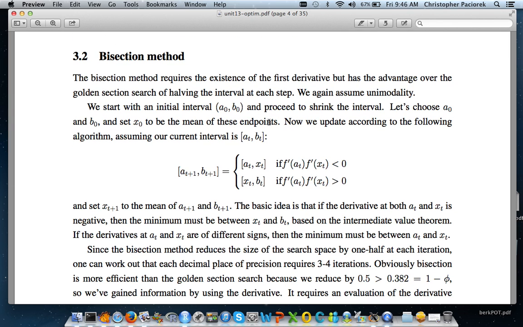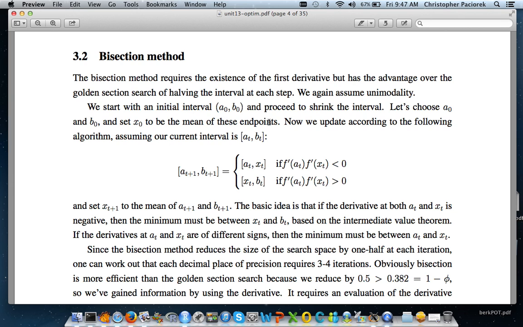Okay, so the next method we'll discuss is something called bisection. And the idea is we can actually, with bisection, do this search faster, but it comes at a price. The price is that we need to use derivative information. Notice in the golden section, I didn't say anything about derivatives. All I had to do was evaluate the function f at those various evaluation points.